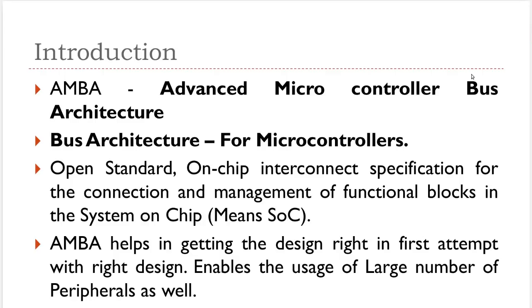What is AMBA? AMBA is Advanced Microcontroller Bus Architecture. It is essentially an architecture which is meant for bus. You know what is a bus? It is meant for taking data or control signals. That's it. Now, where do we use this architecture? We use this in the microcontroller boards. Essentially, AMBA is meant for the microcontroller or microprocessor boards or a mix of both.